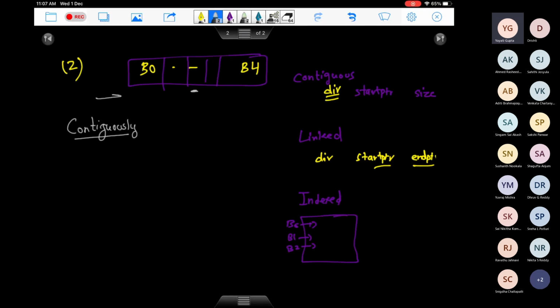Your file is contiguously stored in memory, right? In one particular sector, let's say it's sector 123, you have block 0, sector 124, block 1, 125, block 2, 126, block 3, 127, you have block 4. In that case, what will your directory contain? Your start pointer will be S123 and the size of the file is 5. Now you want to remove block 2. So what all needs to be done?